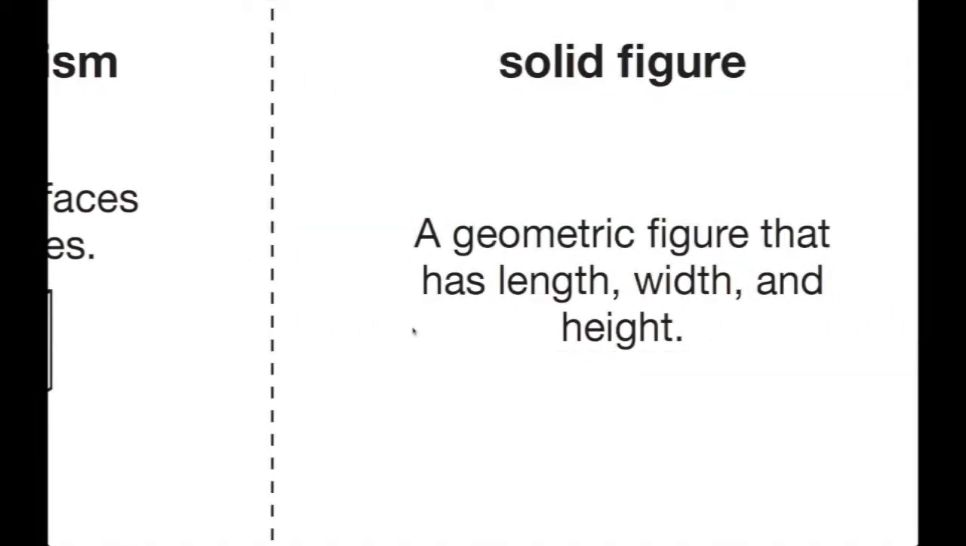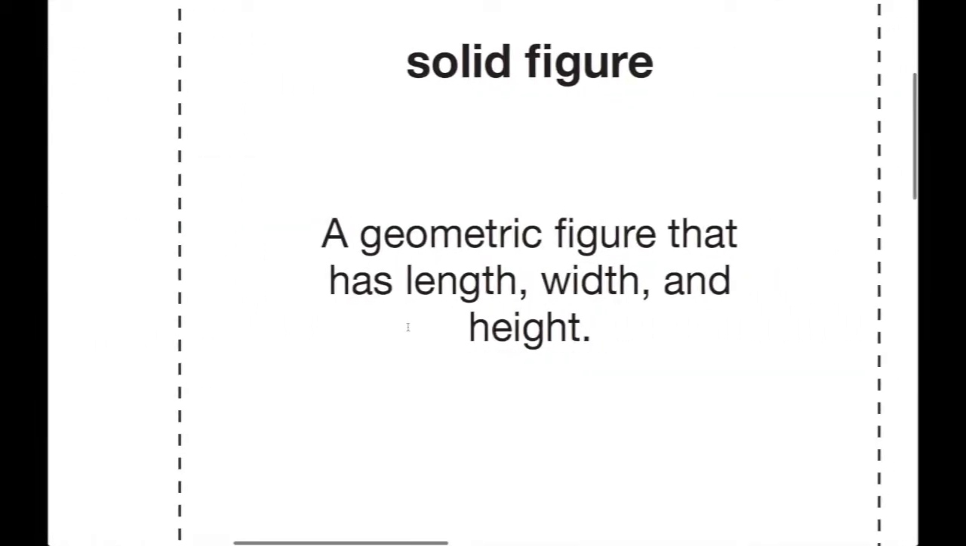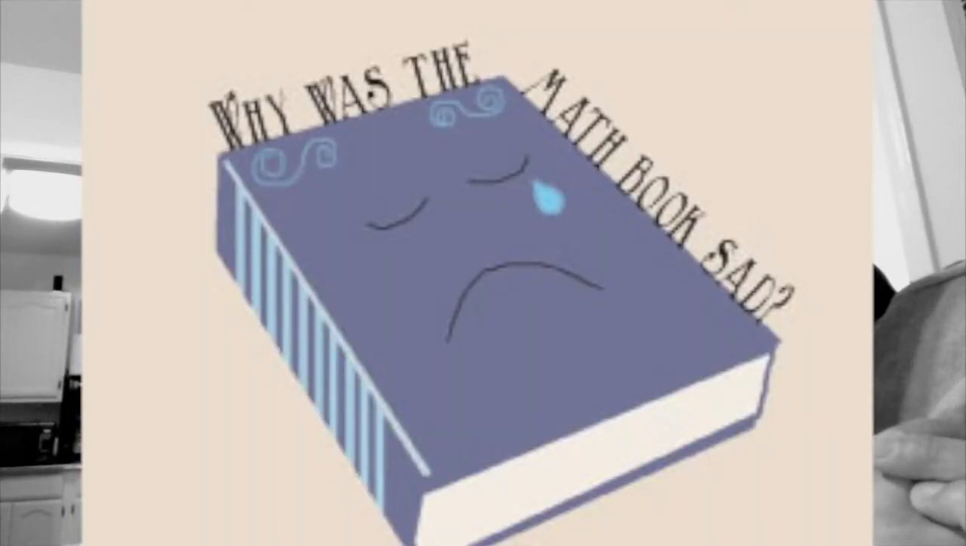Let's go to a solid figure. A solid figure is simply a geometric figure that has length, width, and height. It is a geometric figure that has 3 dimensions: length, width, and height. Cuerpo geométrico.